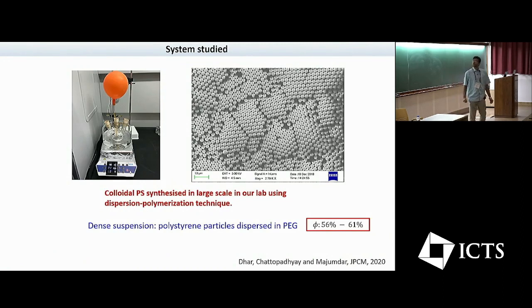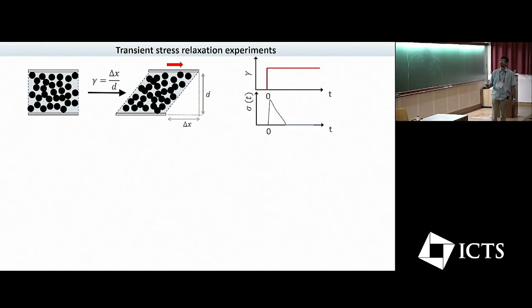Okay, so this is our experimental system. We synthesize these colloidal polystyrene particles on a large scale in our lab by a technique called dispersion polymerization. They are fairly monodisperse and very weakly Brownian. The size is 2.7 micron. We can vary the size, but for this talk you can ignore the Brownian motion.